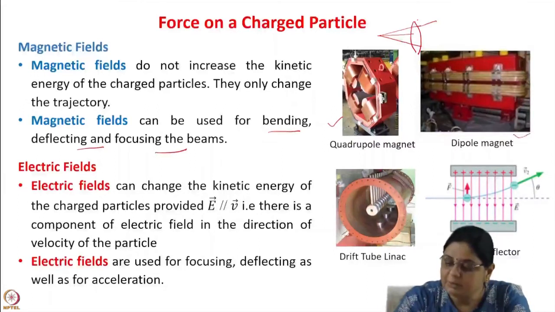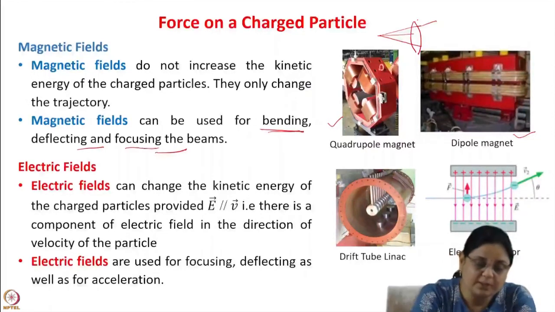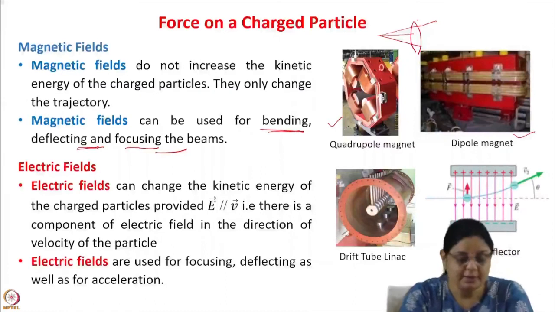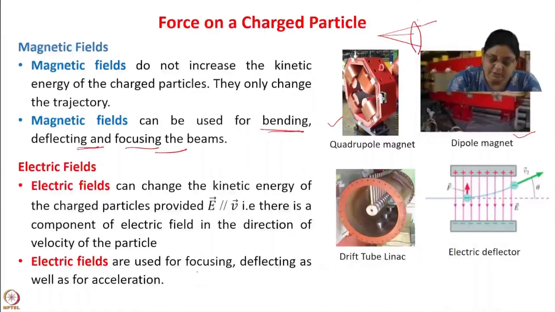Then there is a dipole magnet. The dipole magnet is used for bending the beam. So magnetic fields can be used for bending, focusing, deflecting. Electric fields can change the kinetic energy, so they can be used for acceleration, provided there is a component of electric field in the direction of motion of the charged particles. In addition to acceleration, they can be used for both focusing and deflection.